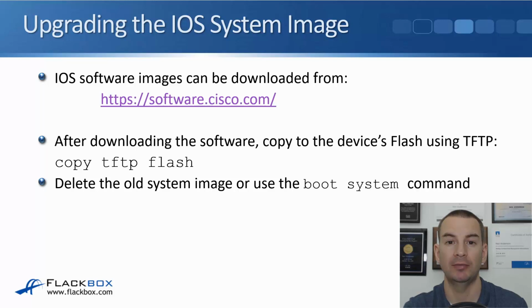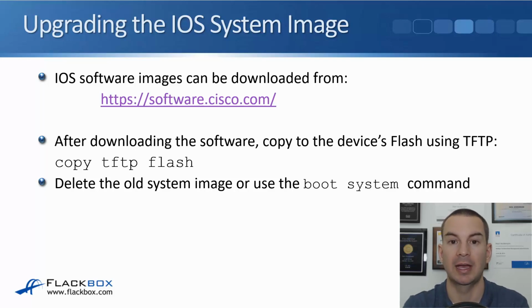Then from the TFTP server, you're going to download it to flash on the device. Once you've got it on flash, then either delete the old image, leaving just the new one there, and the device will now boot up from the new image. Or if you want to keep both images on there, just in case you need to fall back to the old one, then to make sure that it uses the new image, use the boot system command.